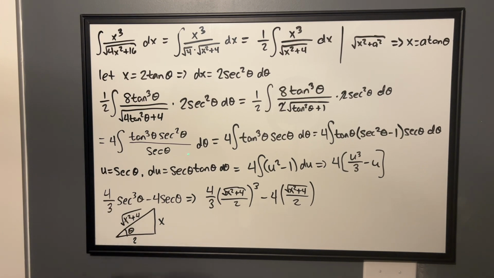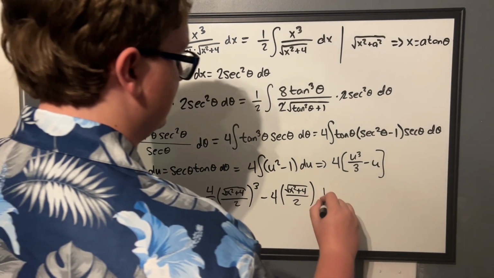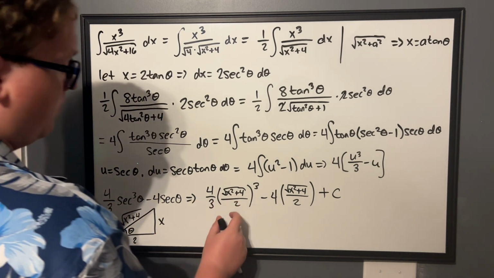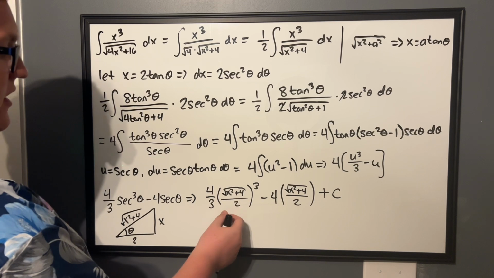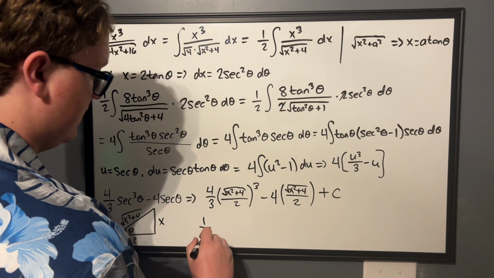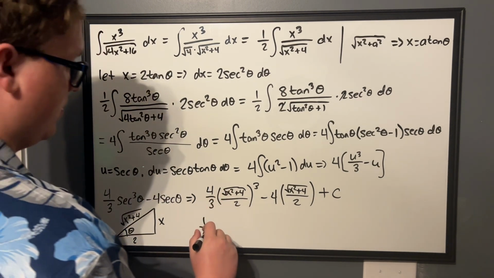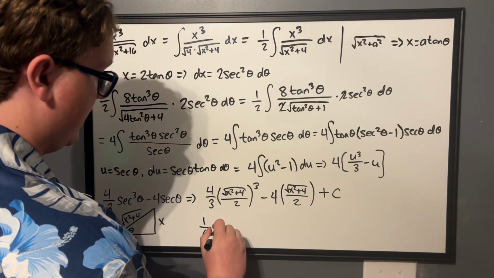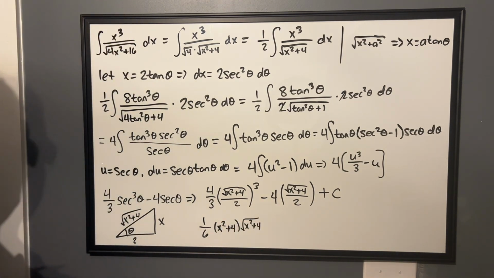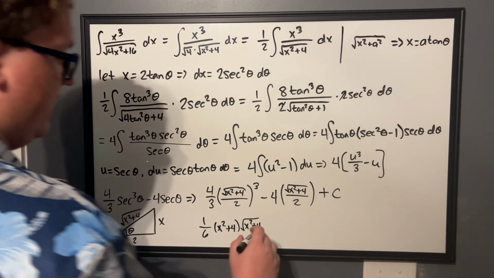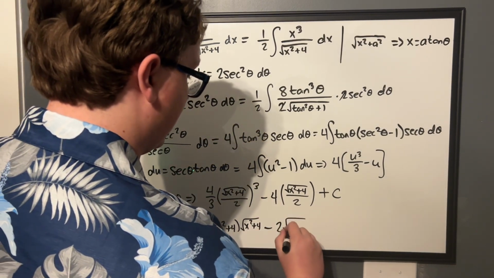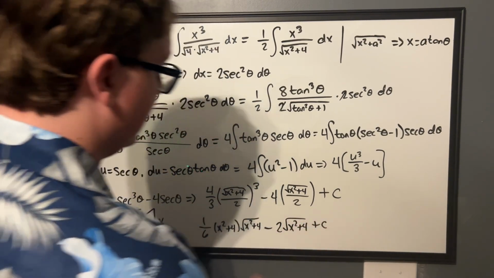And now we're just going to go ahead and simplify this out. So now that we have it in terms of x, we can add the plus C at the end. And then we're going to simplify as much as we can. So when we cube this one, we're going to have a 1/8 as a fraction out here. So we can multiply this over here, and we'll get a 1/6. So this becomes a 1/6 multiplied by this cubed, right? Well, that's going to be x squared plus 4 times the square root of x squared plus 4. Is what that turns into. And then over here, we just have minus 2 because the 4 and the 2 will divide. So 2 square root of x squared plus 4, plus C.